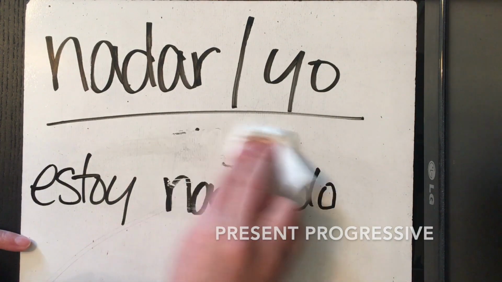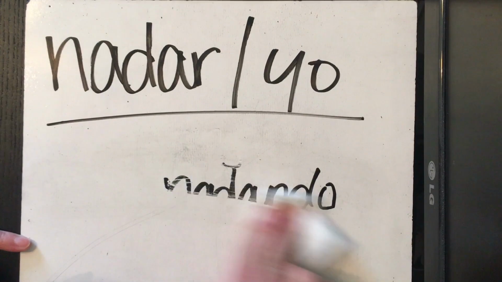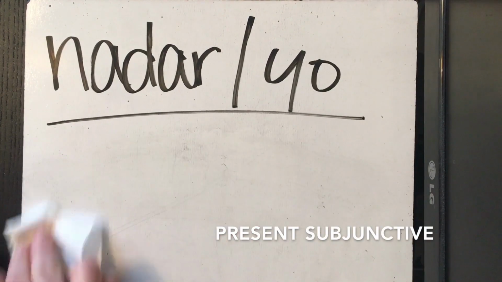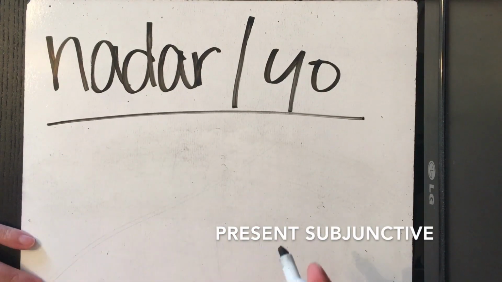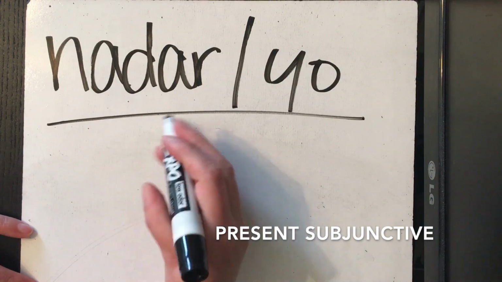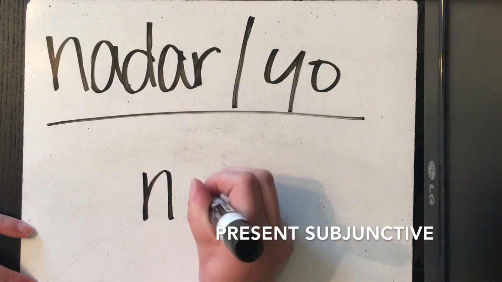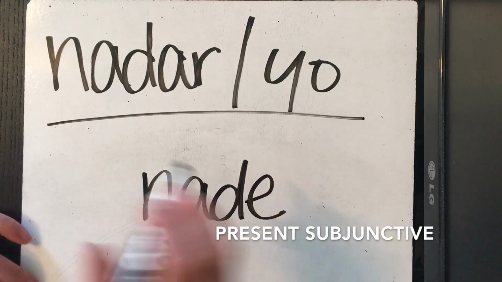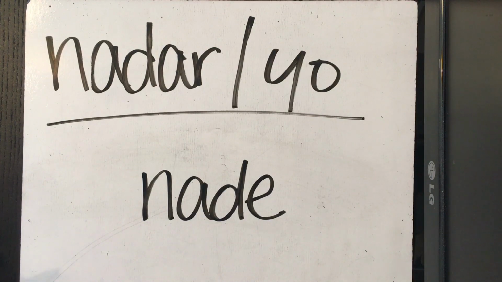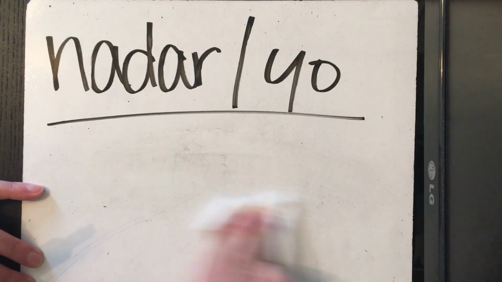present progressive. Moving on to present subjunctive, saying I hope that you swim, or she hopes that I swim, something like that. So you go to yo, drop the o, add the opposite ending, nade. Nade for the yo form of nadar.